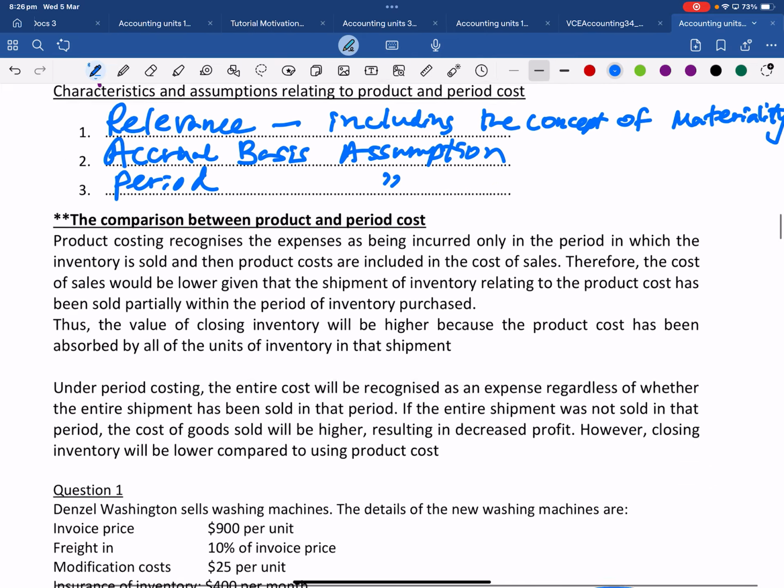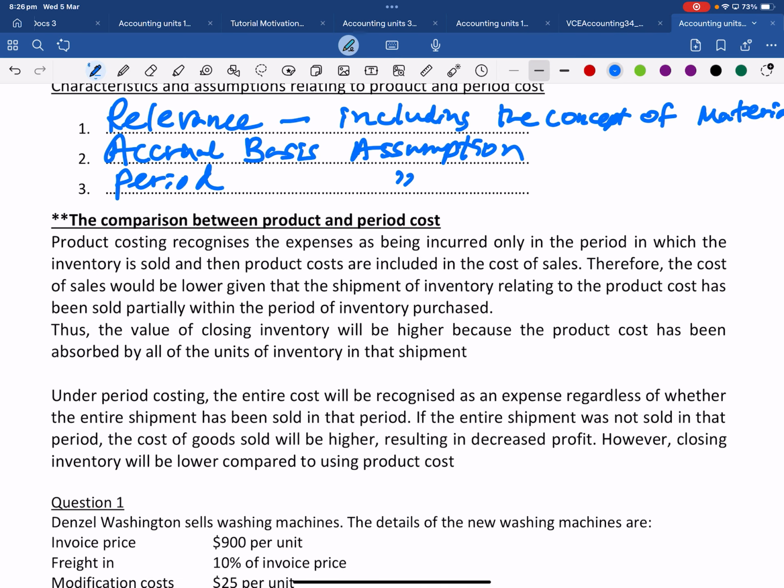This is extremely important. That's why I put 2 asterisks, 2 stars. Yes, you'll see stars when the exam comes closer. Why did I put asterisks? Because every time, or at least almost every time, this theory question is coming. If you get a question about product and period costing, definitely this is going to be there.